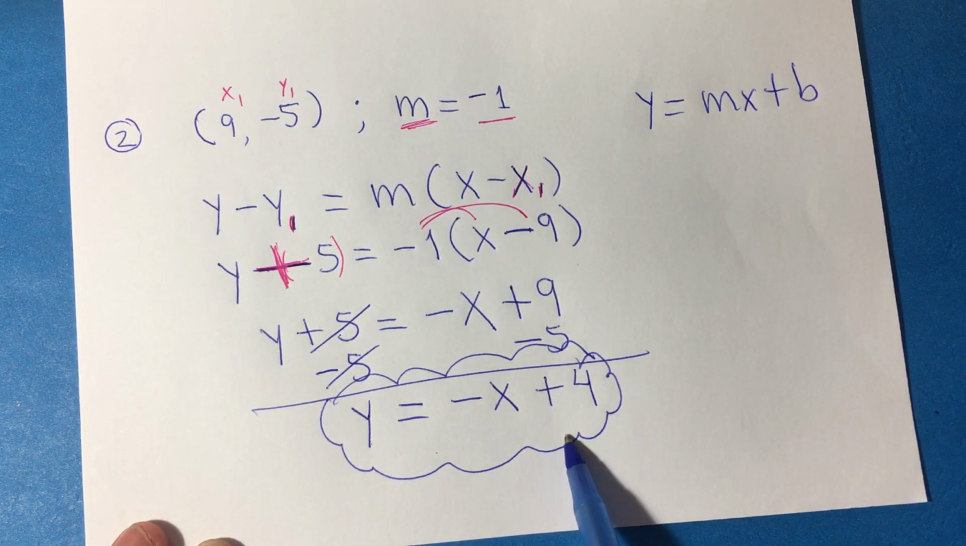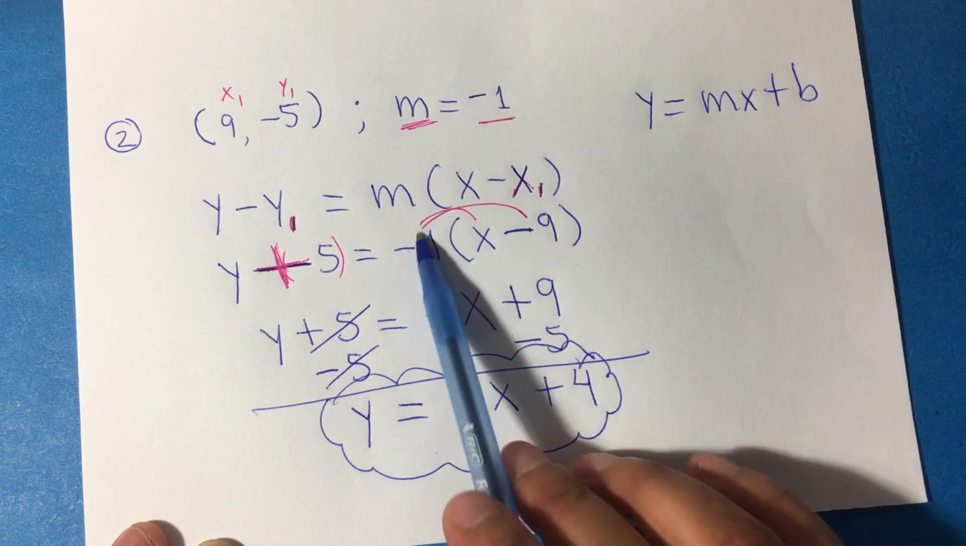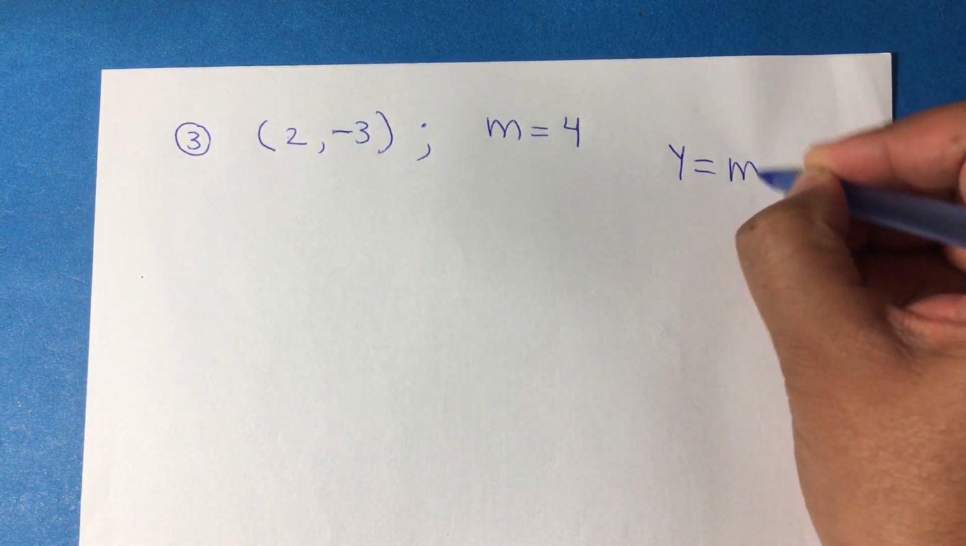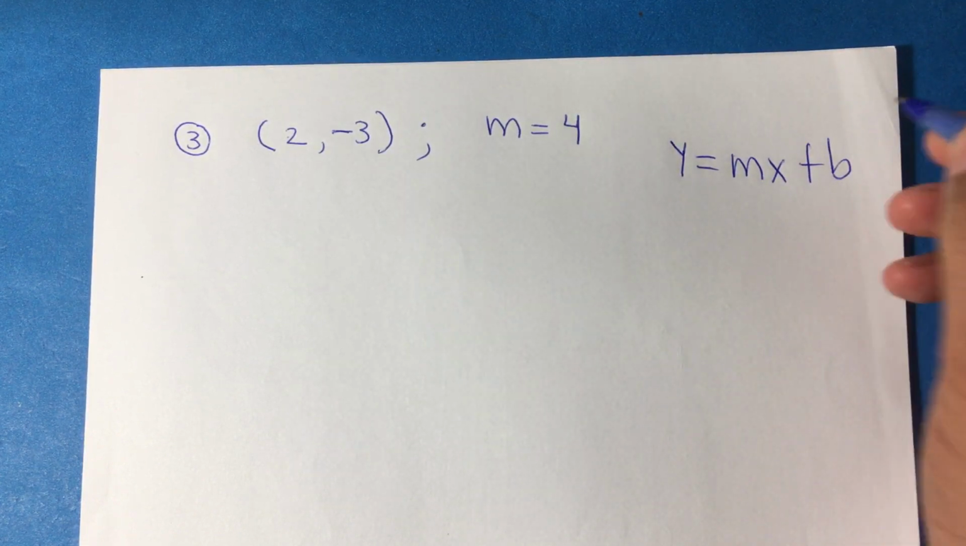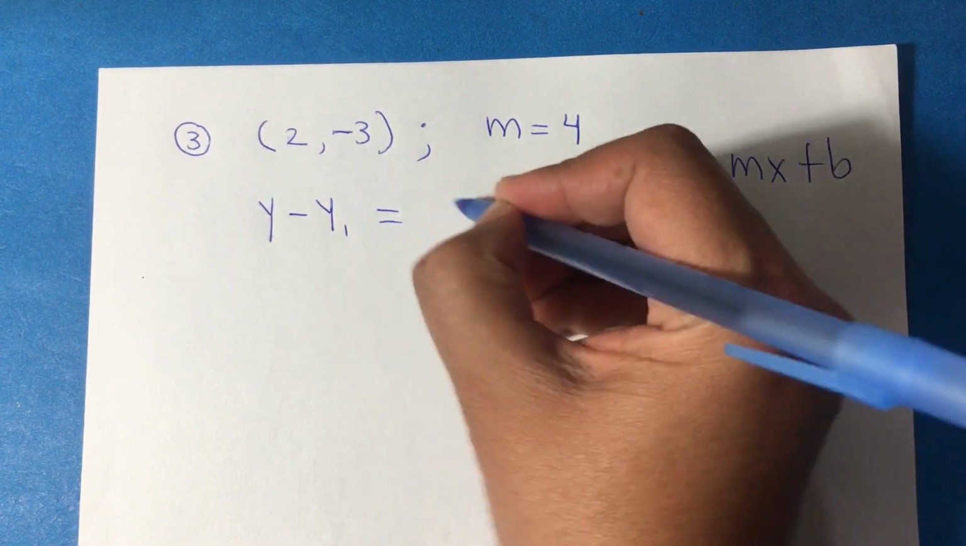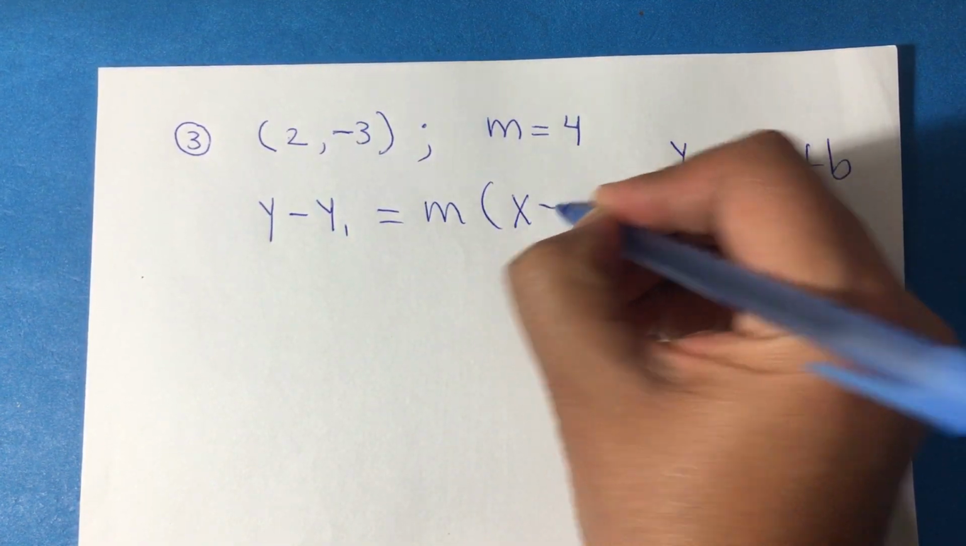So this is the initial point, and the -1 is the slope. Okay, I'm going to go a little faster since you already know the routine. Y equals mx plus b. But we start with y minus y1 equals m times x minus x1.